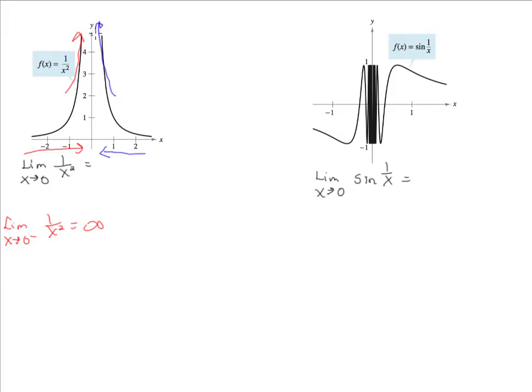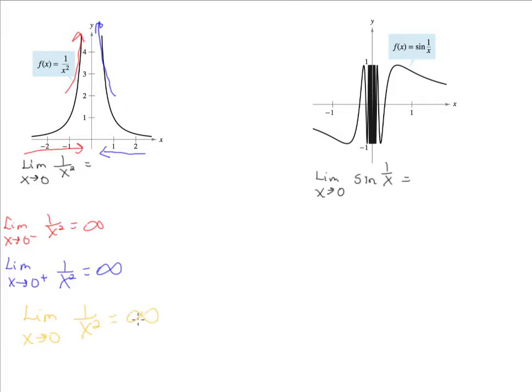As x is getting closer and closer to 0 from the right-hand side, notice my graph is also getting exponentially higher. So I'd say the limit as x approaches 0 from the right of 1 over x squared is also approaching infinity. So notice that from the left, my function is approaching infinity, and from the right, my function is also approaching infinity. So I could write this as the limit as x approaches 0 of 1 over x squared is equal to infinity.